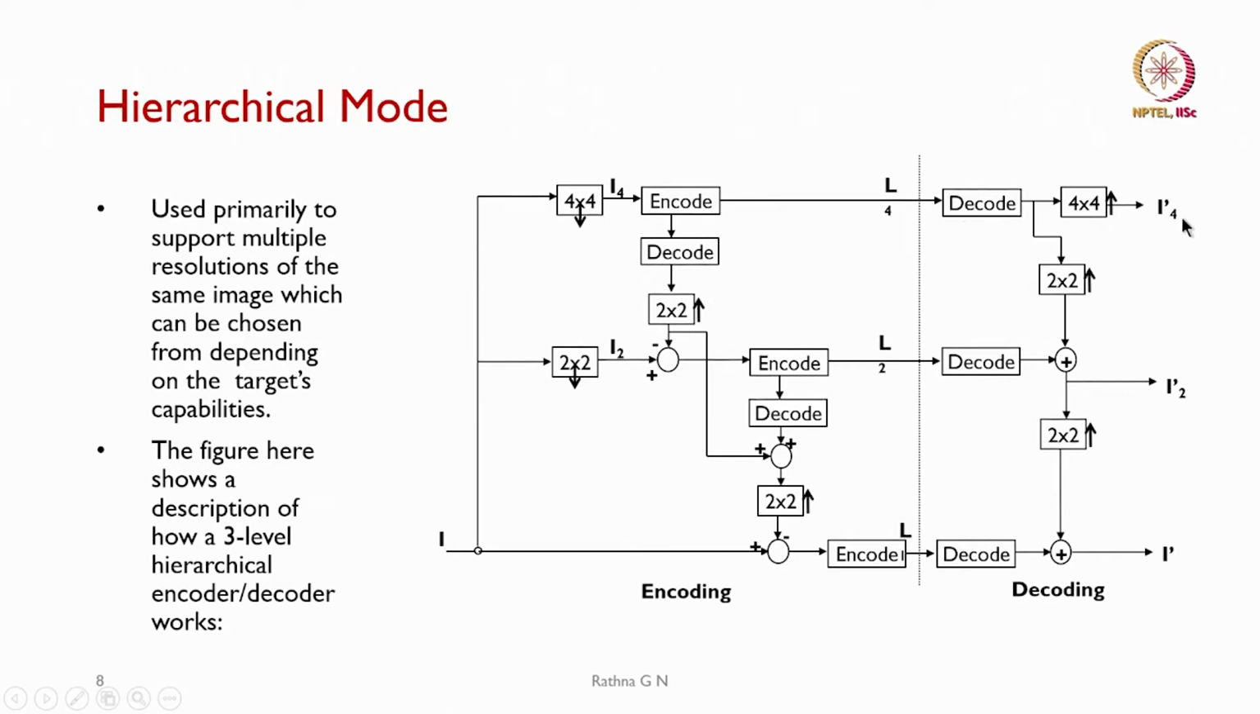So, we got I4 dash. The same thing you take and make it 2 by 2, then add whatever you get from L2, and you call that I2 dash. The same thing proceeds to the next stage, that is 2 by 2, and whatever is decoded at this last stage is added, and then you call it I dash.